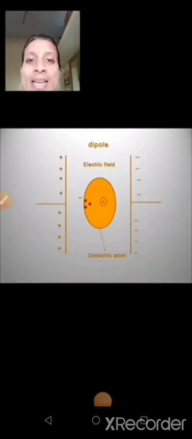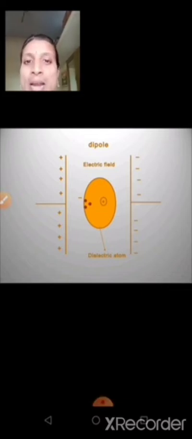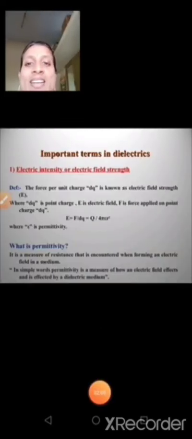This is the diagram which represents the dipole symbol. Plus is the positive charge and minus is the negative charge. These two charges are separated with the application of the electric field. And here the atom which we study is said to be the dielectric atom.